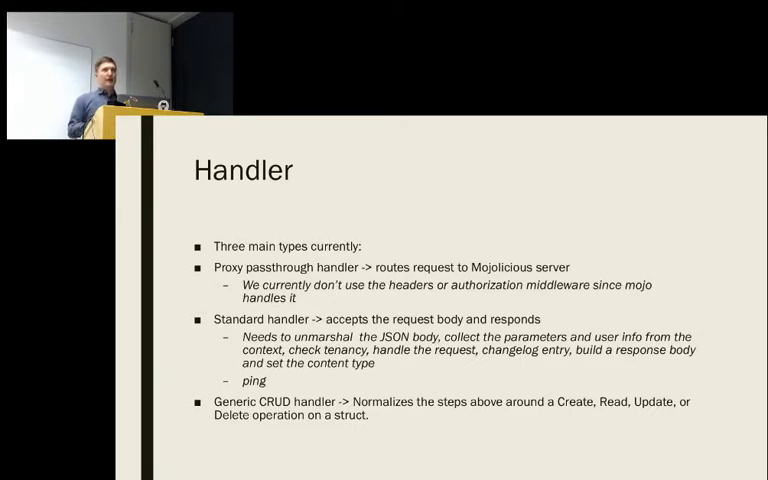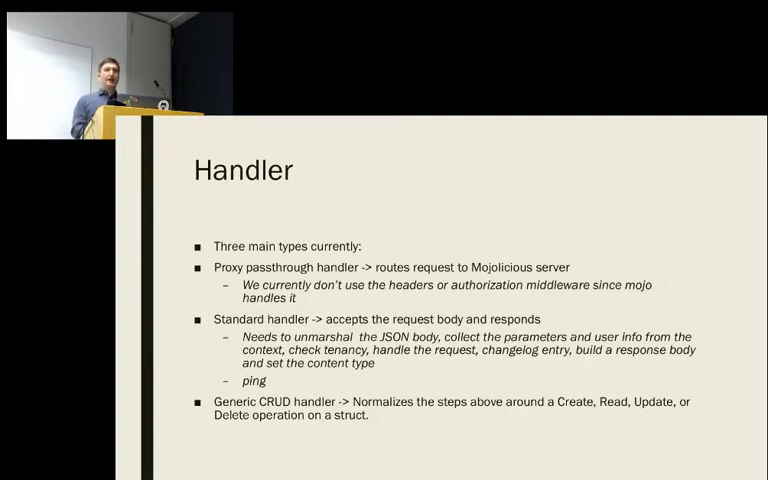When we first started writing the handlers, they were all standard handlers that came in. You unmarshal the JSON body into a struct. You collect the path parameters and URL parameters off of the context, which is where the router puts that information for you. You'll do a tenancy check potentially.